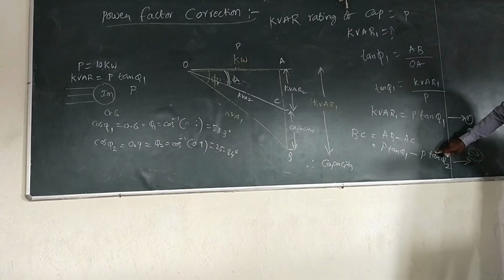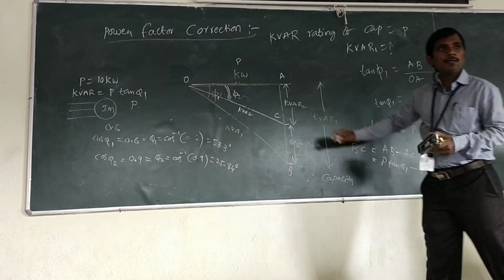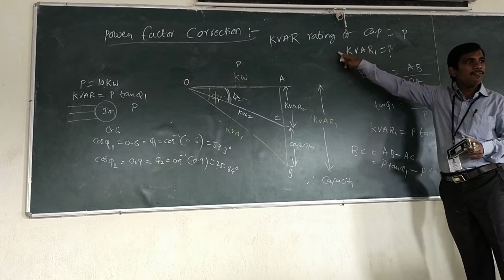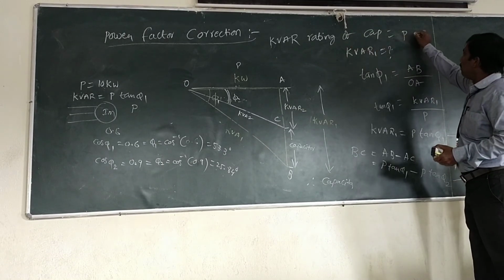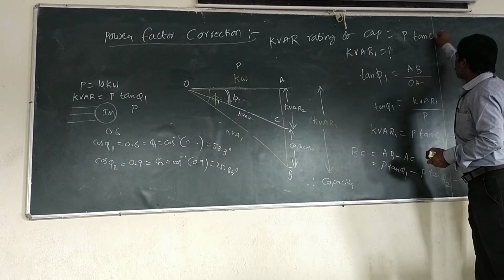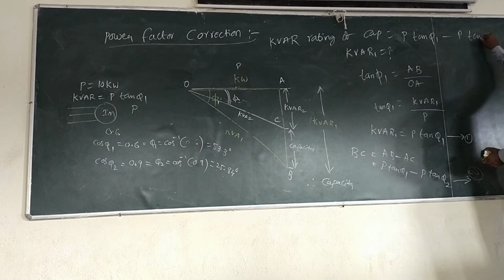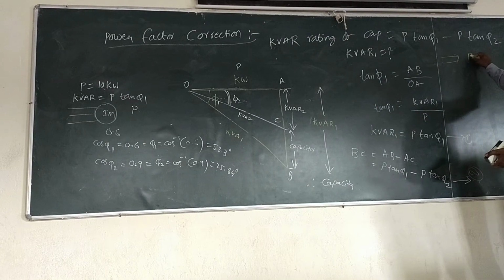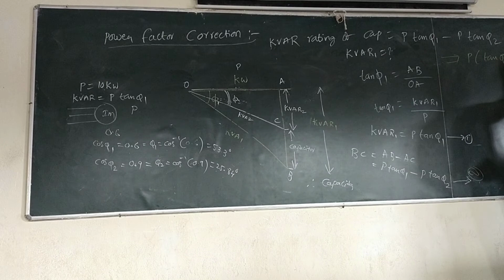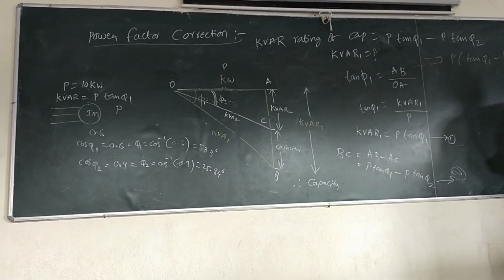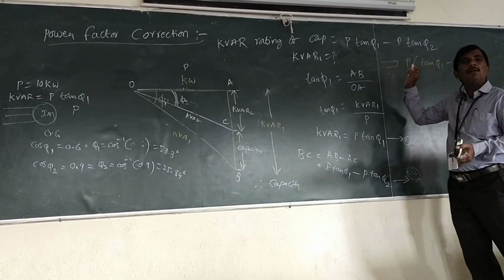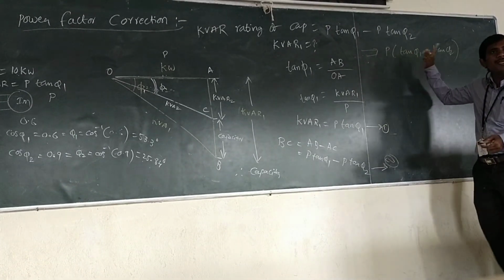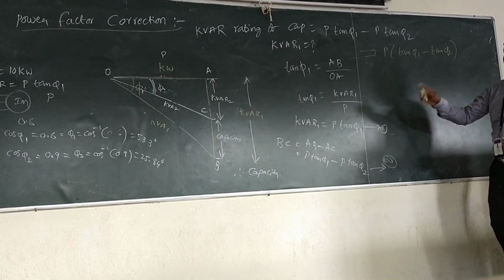From equations 1 and 2, the kVR rating of the capacitor bank equals P tan phi 1 minus P tan phi 2, that is, P into tan phi 1 minus tan phi 2. This is a simple equation to determine the capacitor bank required, and it is obtained from the power triangle.